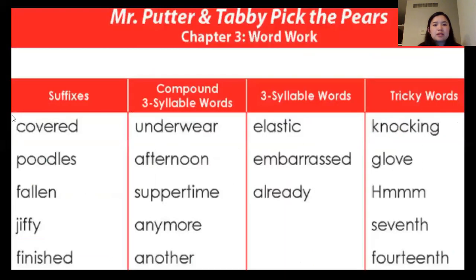Okay, here is our vocabulary that we are going to be looking at from chapter 3. Suffixes is one section. Compound 3-syllable words is another section. 3-syllable words is another section. And tricky words is the last section.